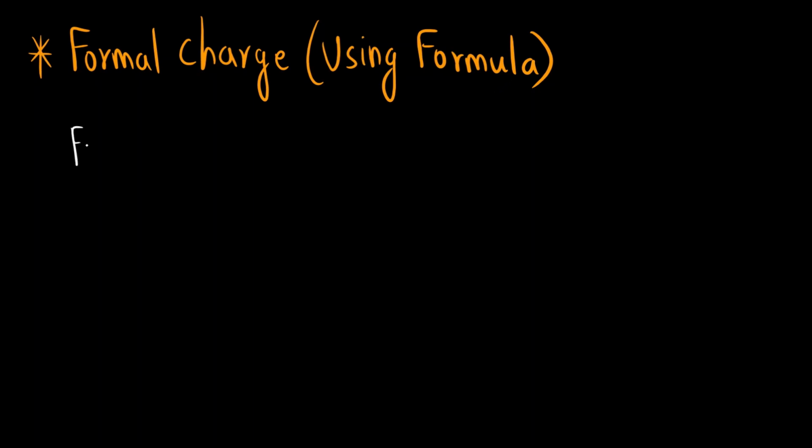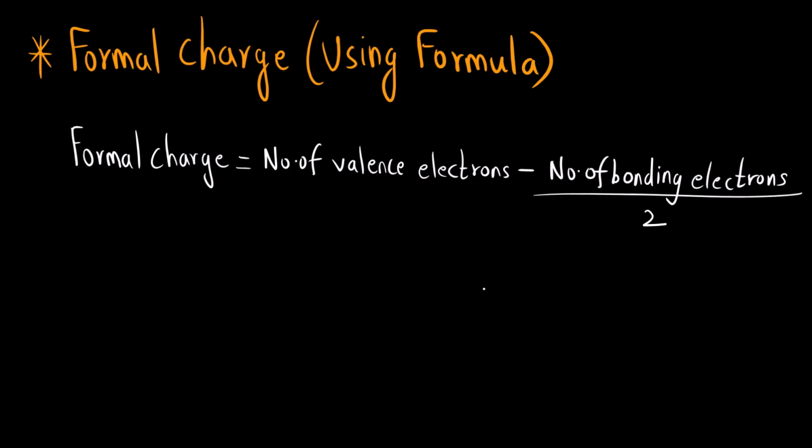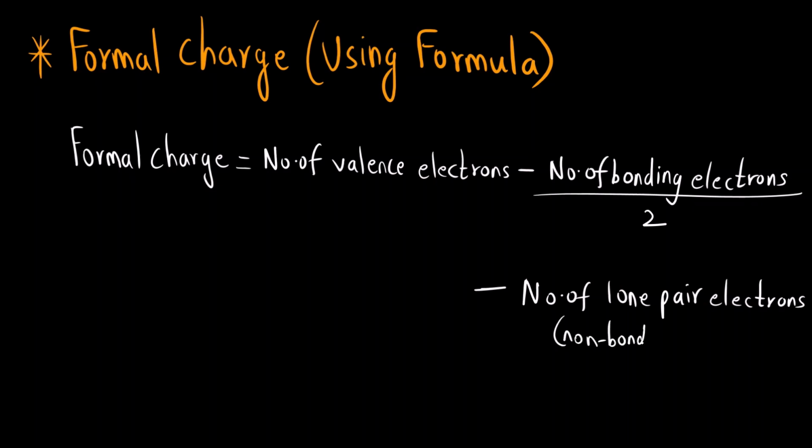So what is the formula for calculating the formal charge? Formal charge is equal to the number of valence electrons minus the number of bonding electrons, that is the electrons that are forming the bond, divided by 2, minus the number of lone pair electrons, which is also called non-bonding pair electrons, because a lone pair does not participate in bonding.